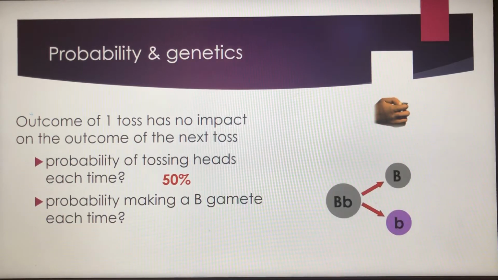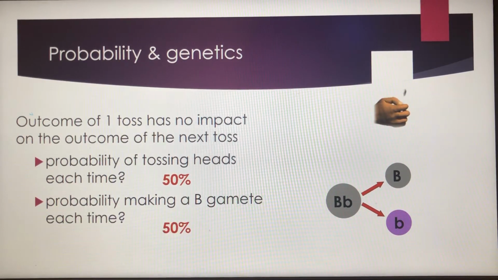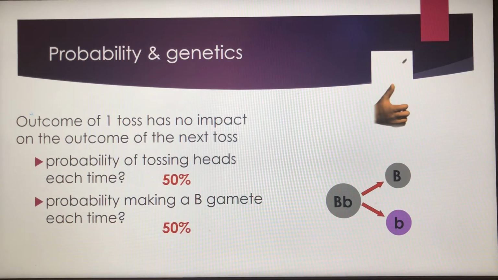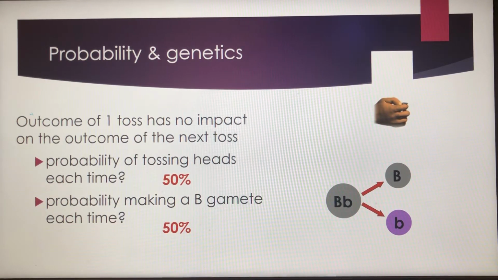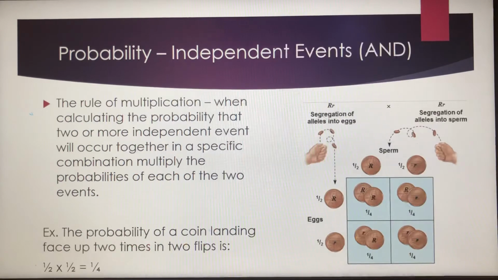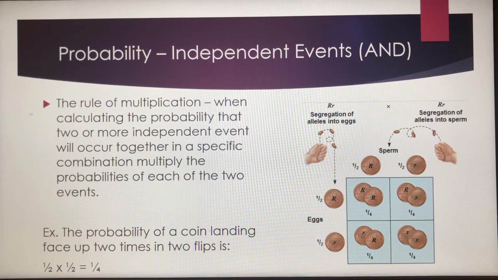Now, let's take it in a genetics way. Let's say you've got a parent that's got a big B, little b. What's the probability that they're going to have a gamete, meaning a sperm or an egg, that has a big B? Well, again, it's 50%, okay? That percentage doesn't change. Every time it's a 50% chance of getting a big B. 50-50, okay?